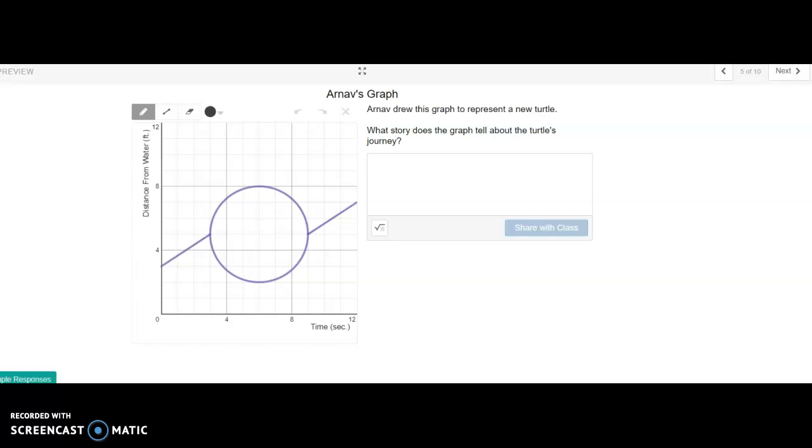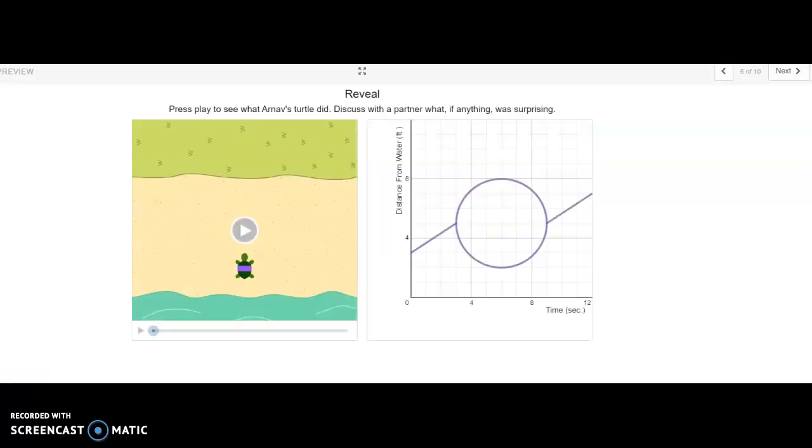Play with this. It's showing an incline, and then a circle, and then another incline. What does that mean in terms of the turtle's journey? If you're struggling on this one, you should be. It's confusing. So do your best, tell a story, share it with the class, and then see on the next slide what it means. I'm not going to ruin that for you. So have fun with this.